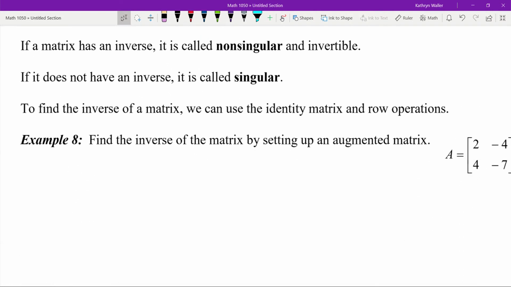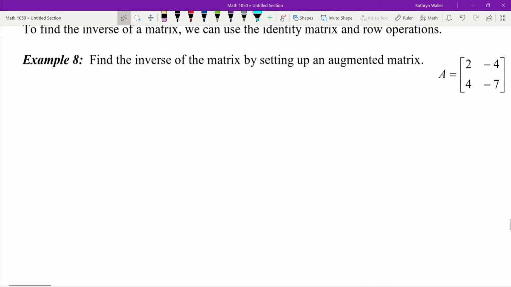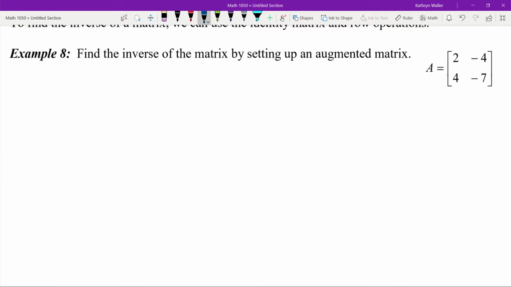Not every matrix has an inverse. Okay. If it doesn't have an inverse, it's called singular. And we can actually find a matrix. So this is leading us up to another method of solving matrices. It's called matrix algebra. To find an inverse, here's your formula, okay? You put A on the left, you put the identity on the right.